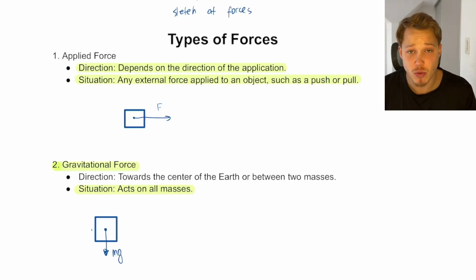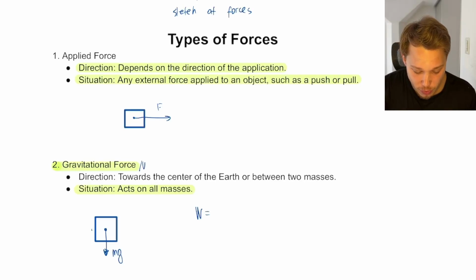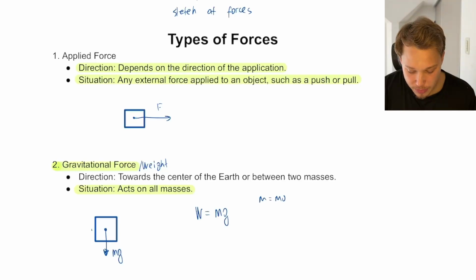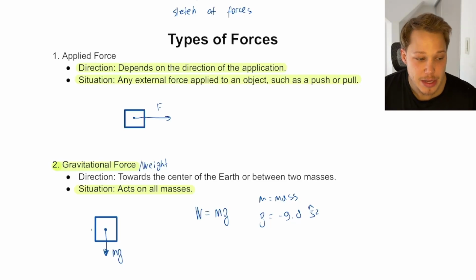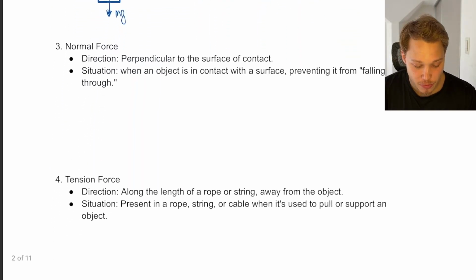And by the way, this is one of the few forces that has a special formula to it. Weight or gravitational force, those are interchangeable words, by the way, is m times g. So m is the mass and g is the gravitational acceleration of negative 9.8 meters per second squared. Now, let's take a look at other types of forces.